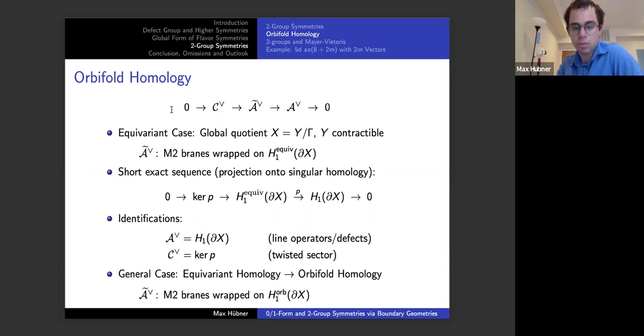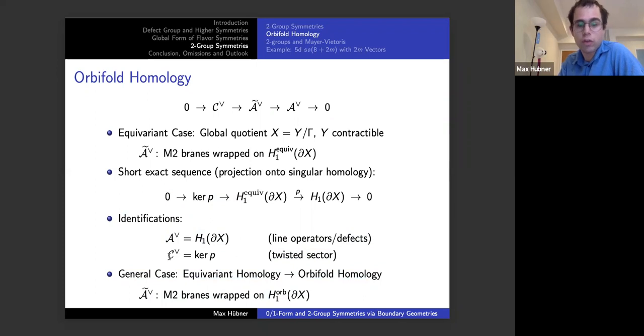And this is supported by the fact that we have this short exact sequence, where we project the equivariant one cycles onto one cycles in singular homology. And then there is a leftover kernel, which is, well, this space has singularities. So this leftover kernel can be viewed as a twisted sector. And so we make this identification here. This here are just the boundary one cycles, these cigar-like objects. So this is, we've already covered it. And then we have this twisted sector here left over.